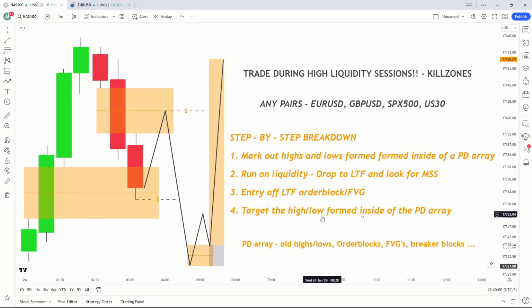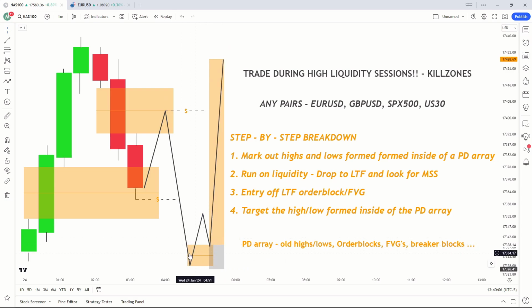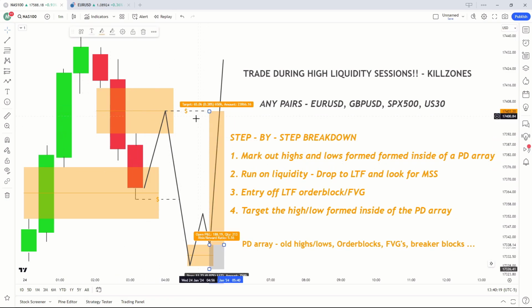Now, for step 4, target the high or low formed inside of a PD array. As for your stop loss, guys, just below the low. As you guys can see, here's my order block. I place my entry right at the top of my order block. I get entered in perfectly with 0 drawdown theoretically. Now, take profit. You want to target the original high or low formed inside of the PD array. So in my case, it is right here.